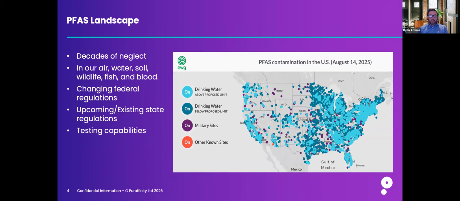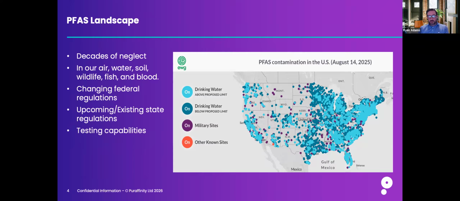But basically it stems from decades of neglect across the manufacturing industry, as you can see here in the States, for the last 70 years or so. So obviously PFAS in our air, water, soil, wildlife, fish, even our blood, it is everywhere, due to those manufacturers roughly 70 years ago.